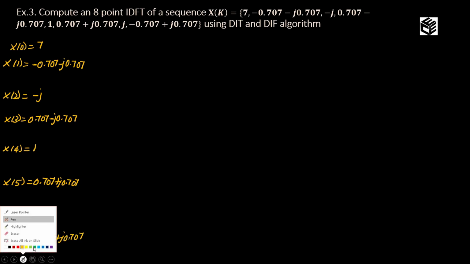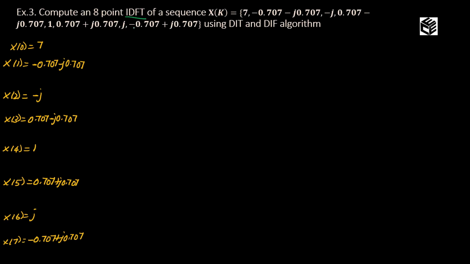And in the question it is asked to find the IDFT of the sequence. So we know the formula of IDFT of the sequence is 1 by N summation X conjugate of k, correct? So we need to find what is X conjugate. That is our first step. After finding that, we will proceed with the general DIT algorithm. I am going to solve this problem using the DIT algorithm.